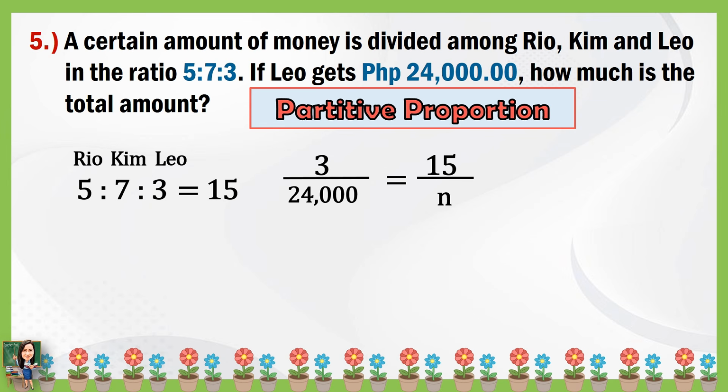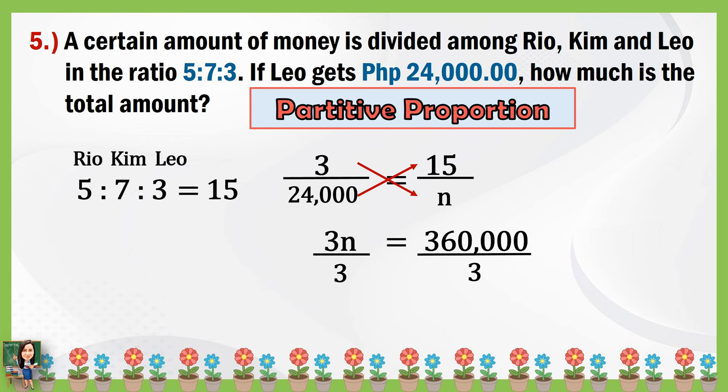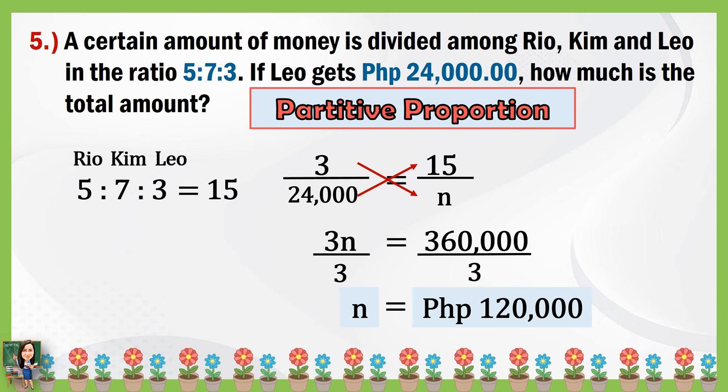Now we will find N. 3 times N equals 3N. 24,000 times 15 equals 360,000. Divide them by 3. 3N divided by 3 equals N. 360,000 divided by 3 equals 120,000 pesos. Therefore, the value of N is 120,000 pesos. The total amount is 120,000 pesos.